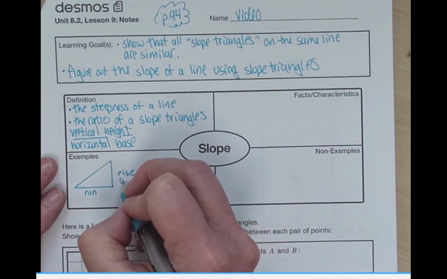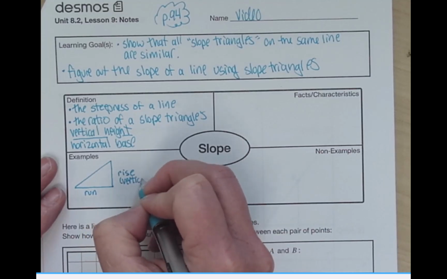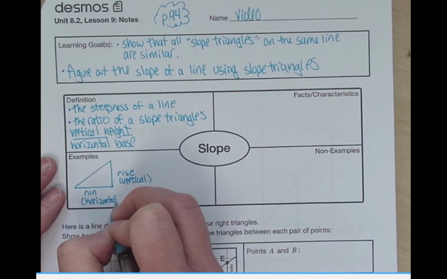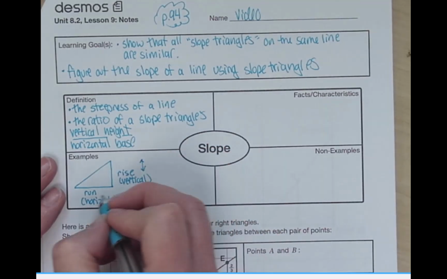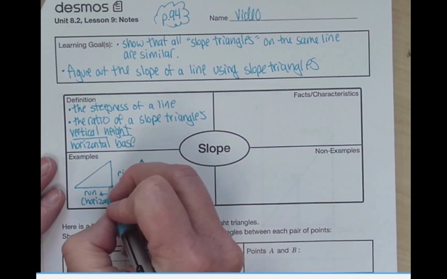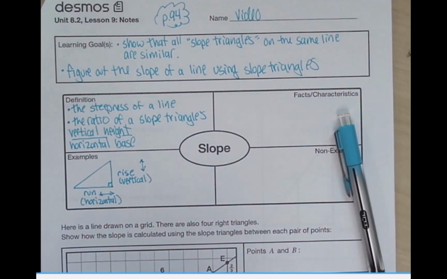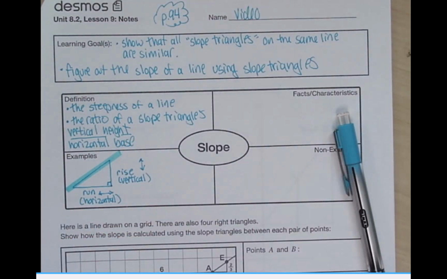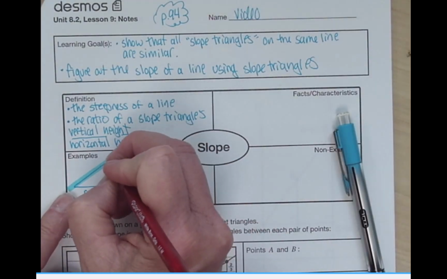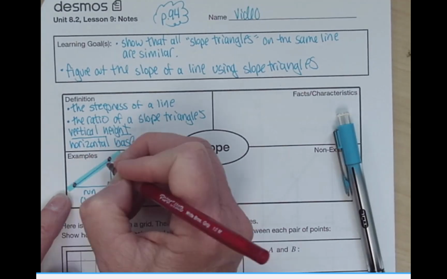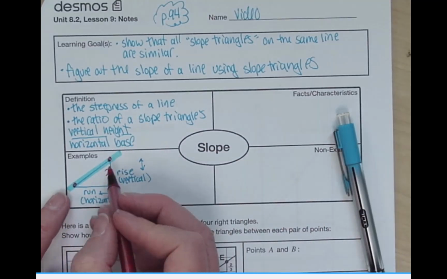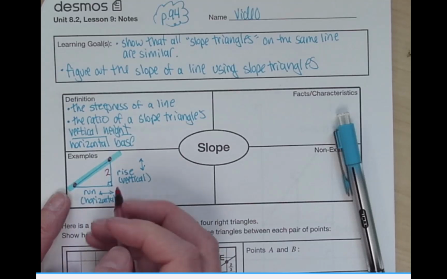but the rise is a vertical change and the run is a horizontal change. Vertical is up and down, horizontal is left and right. So let's talk about the slope of this line, how steep that line is. And let's say I know that in this triangle, to get from the top to the bottom, the vertical change is maybe 2 feet, and the horizontal change is 3.